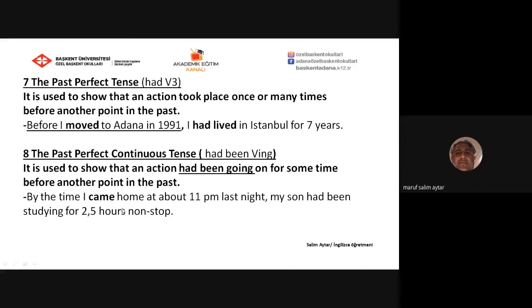By the time I came home at about 11 p.m. last night, my son had been studying for 2.5 hours nonstop. See, for 2.5 hours nonstop. What I mean to emphasize is the past perfect continuous tense emphasizes the duration of an action in the past, in the very, very past.